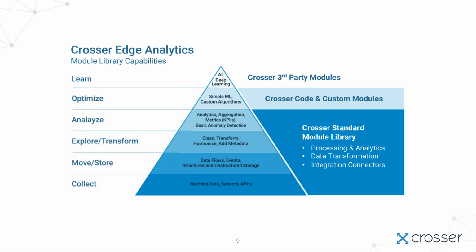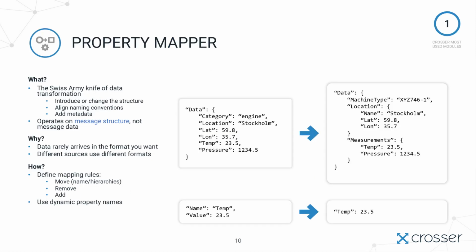So let's get started with the actual modules. So we start from the top with the most popular module. And that is a module that we call the property mapper. I've called it here the Swiss Army knife of data transformation.